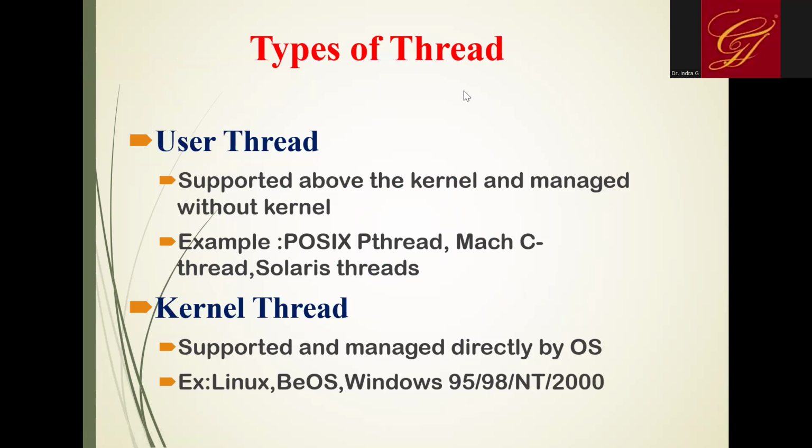When we talk about the types of threads, you have 2 types, namely user thread and kernel thread. Kernel means they are supported and managed directly by the operating system. If the thread is developed and managed by the developer or the user, those threads are referred to as user threads. Examples of user threads are POSIX threads, Mach C threads, and Solaris threads. Kernel threads include Linux threads and Windows 95, 98, NT, 2000, which are managed and supported by the operating system.